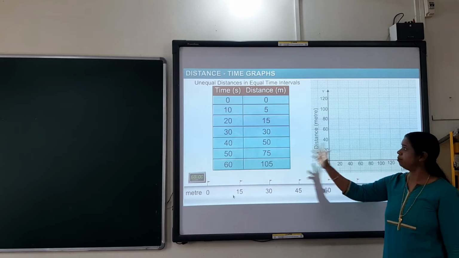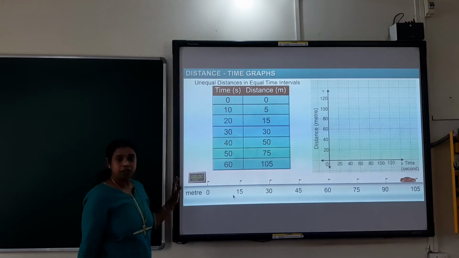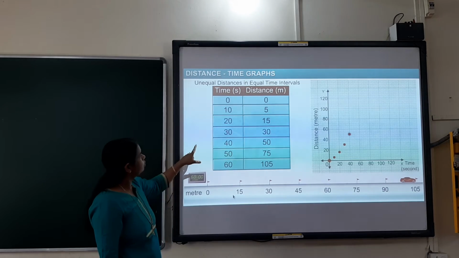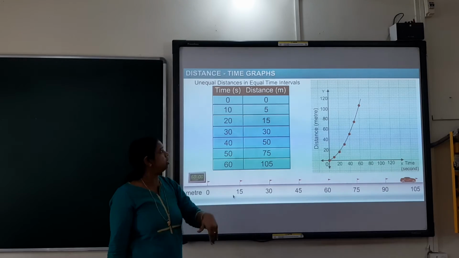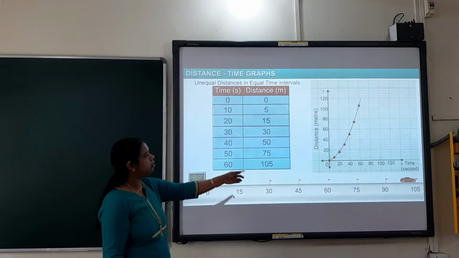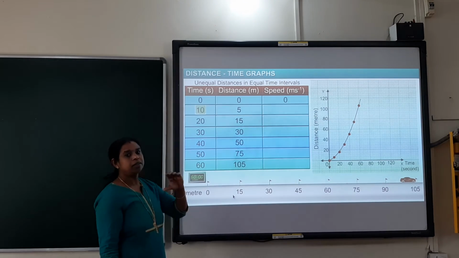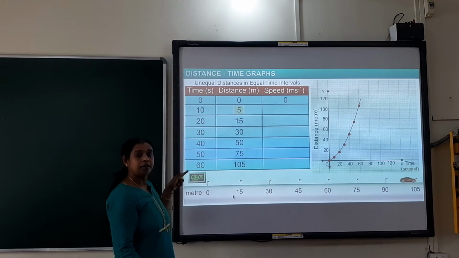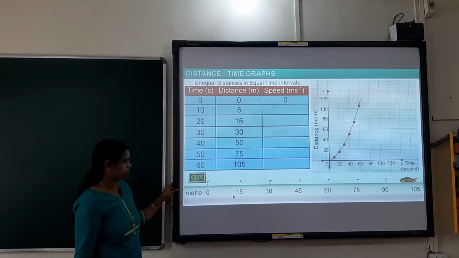This is the definition of a non-uniform motion. A1 you can write. Now we can draw the graph of the non-uniform motion. You see here 0, then in 10 seconds only 5 meter, then the next 10 seconds it travels 15 meter. If you plot the graph, you will get a curve. In uniform motion we get a straight line, and in non-uniform motion we get a curve.